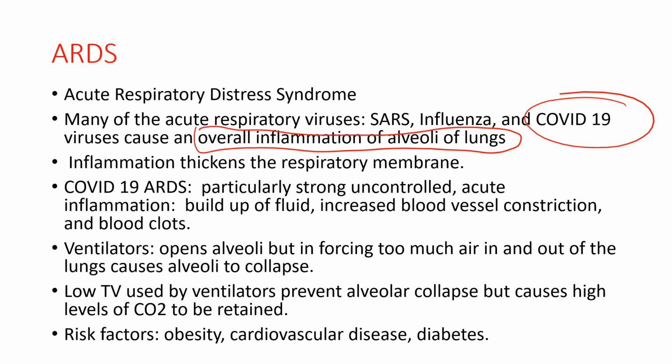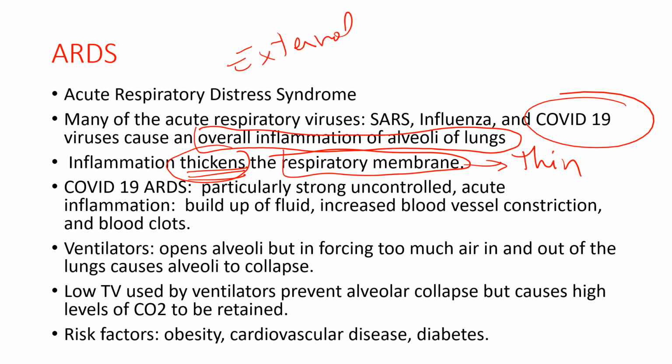If you have inflammation, you're going to have thickening and fluid buildup in the respiratory membrane, which, remember, has to be thin. The minute that respiratory membrane becomes thick, now you compromise external respiration, and that's exactly what is happening. The patients are asphyxiating to death because the thickness of the membrane doesn't allow for the exchange of gases. So that's why they have to be put on a respirator.